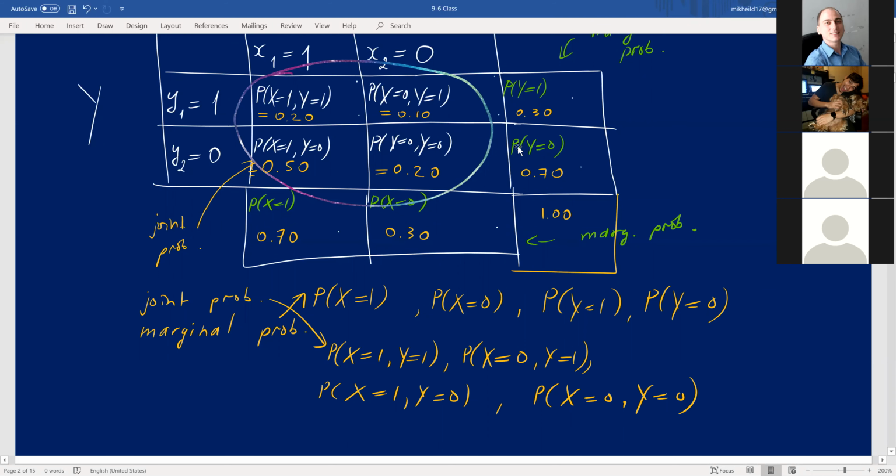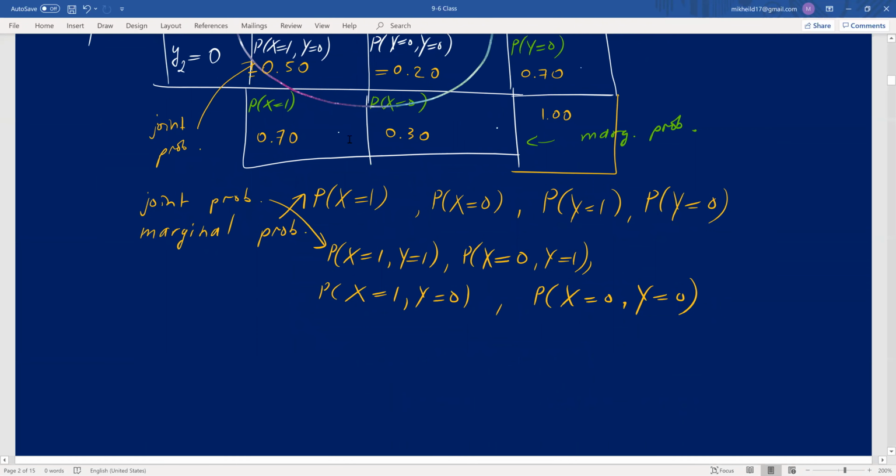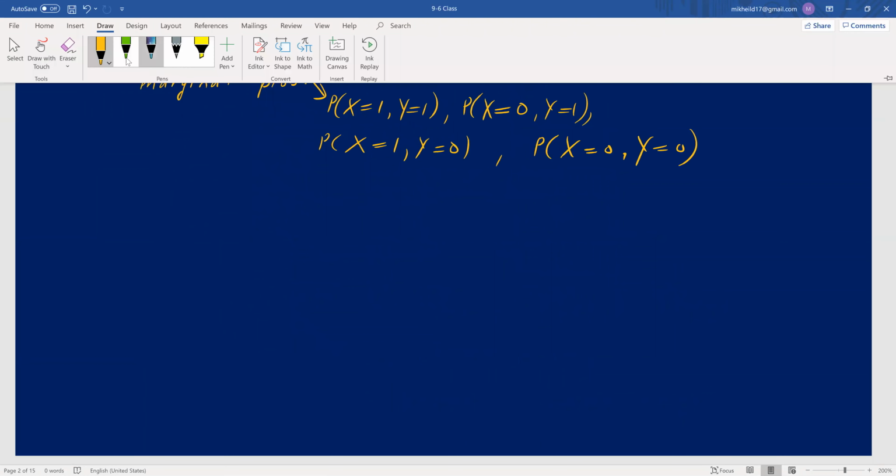Those are joint. So when you have this kind of table, with these probabilities, you don't need any calculations. You just see the table and say what the joint probabilities are, or what the marginal probabilities are. But there's another concept, specifically conditional probability.